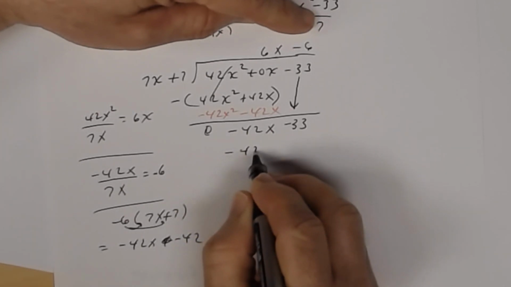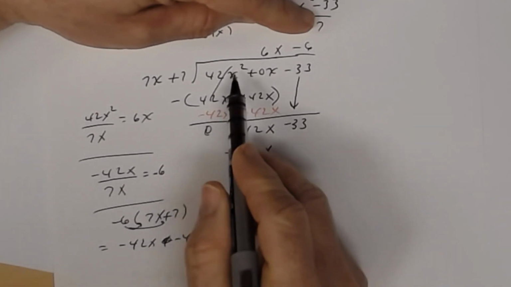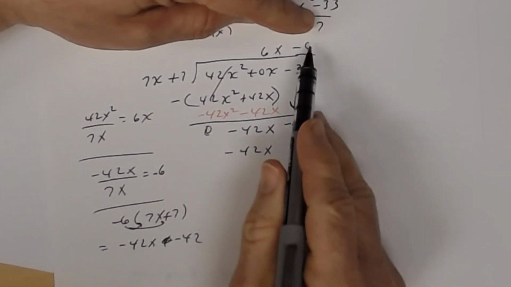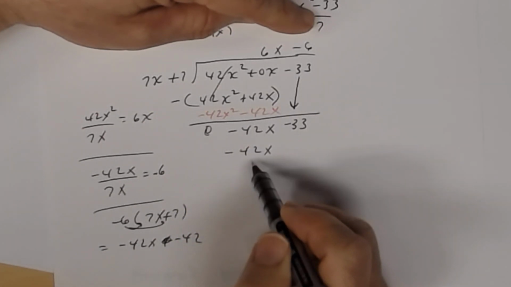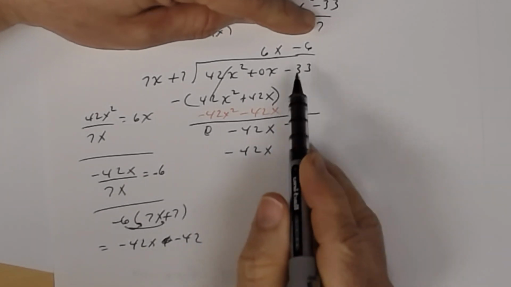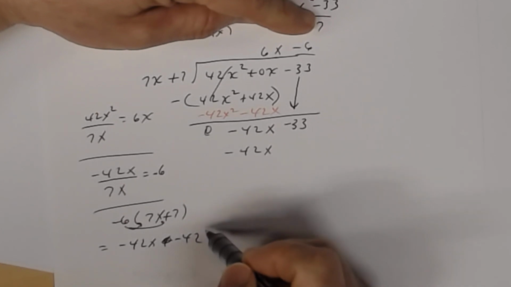So negative 42x. Remember, if you're doing this correctly, just like we did here, these two have to be the same. See, they're the same. If these are correct, then that's always going to be true. Okay? And don't forget negative 42 right here.